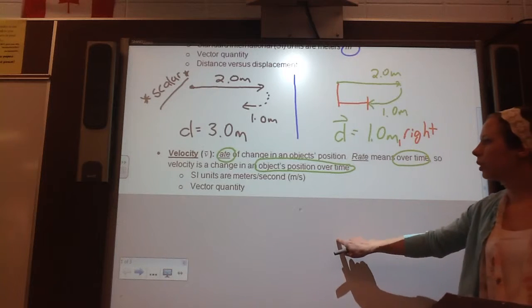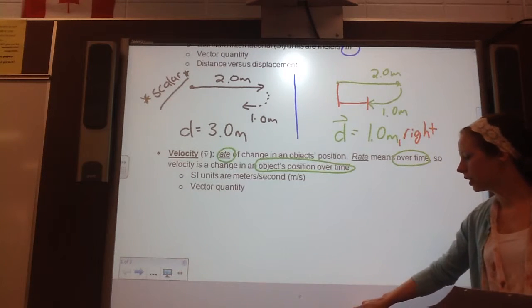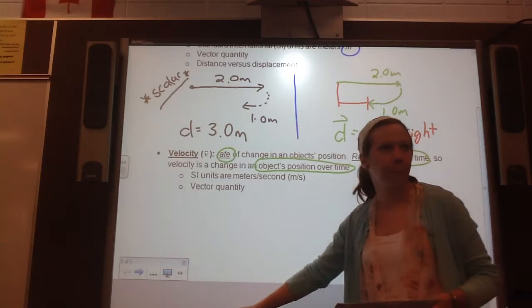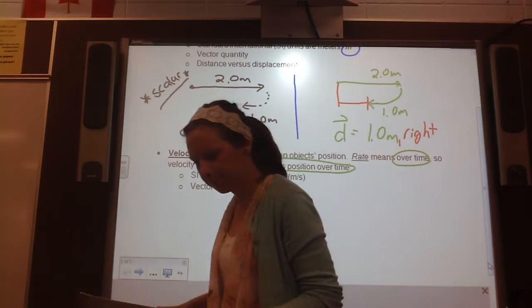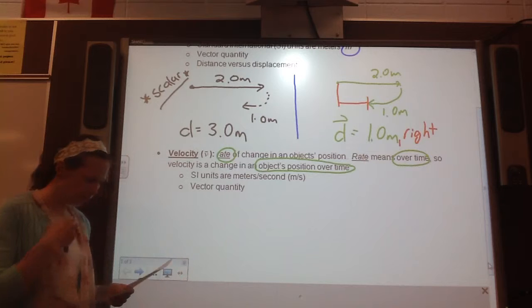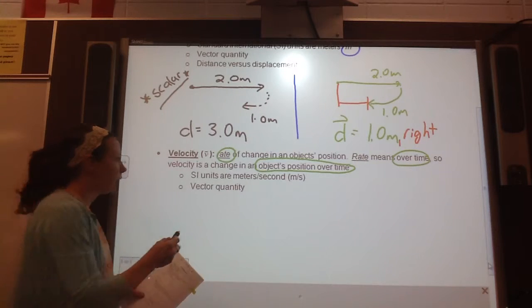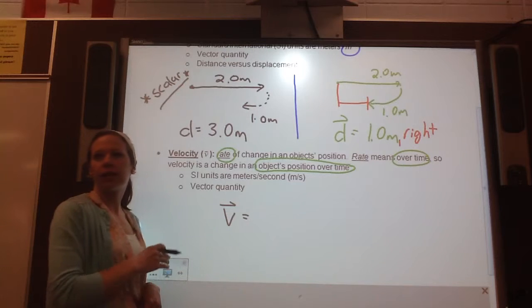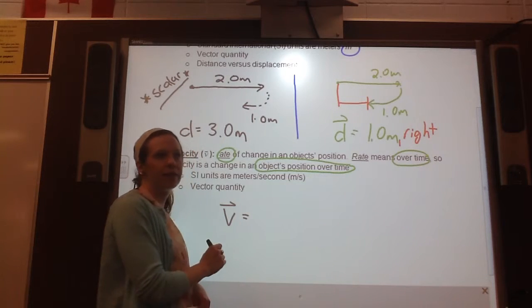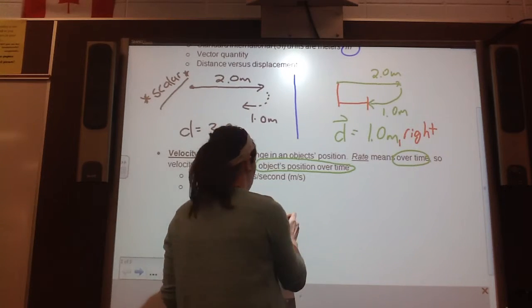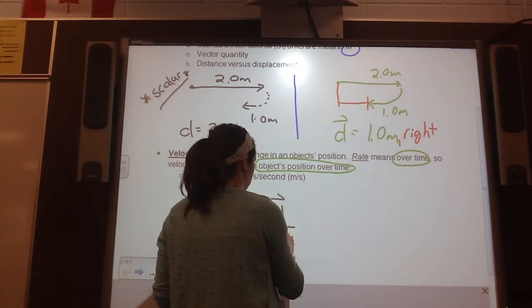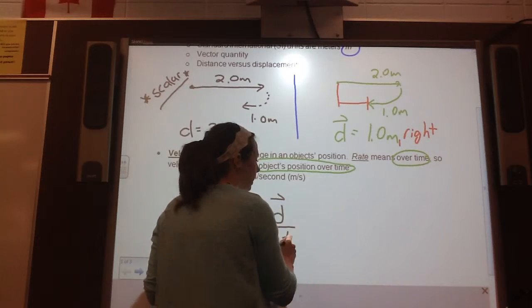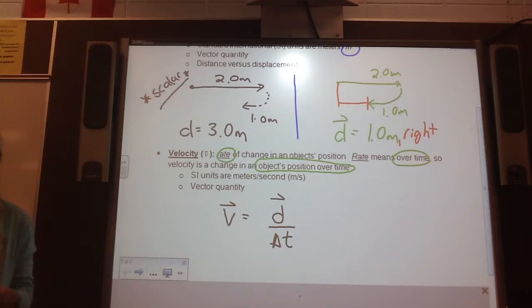So our formula for velocity is what? Remember? V equals d over t. And specifically V with an arrow over top, because that's velocity. If I didn't have an arrow over top, it would mean speed. And my d over delta t. The delta implying change in time.